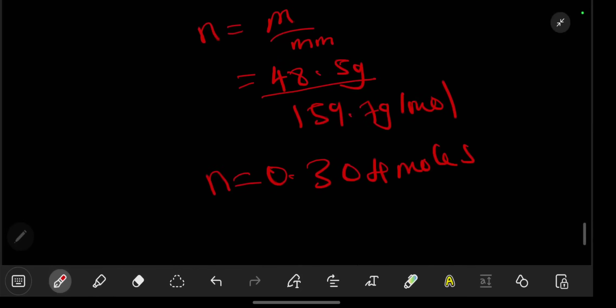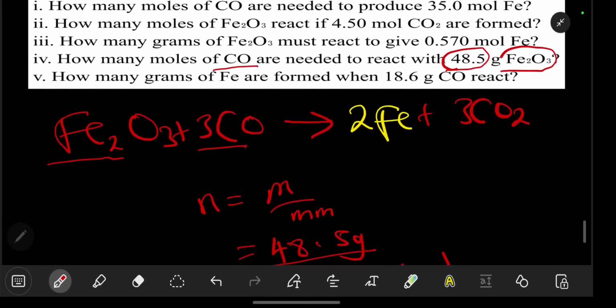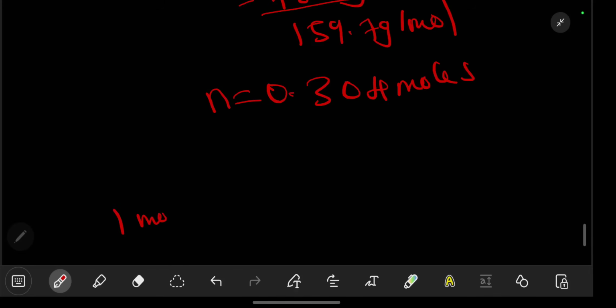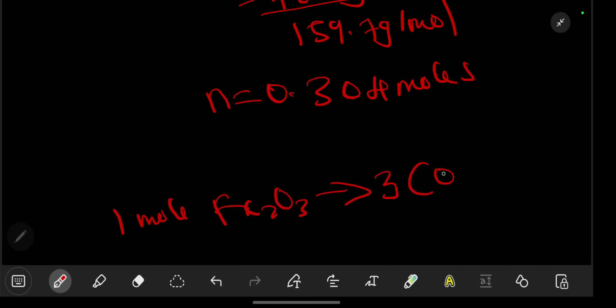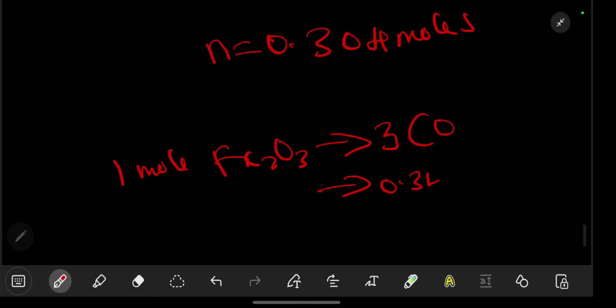So if we convert it to moles, then we just compare how many moles of carbon monoxide are needed to react. So according to the equation, remember it's now iron 3 oxide, the reactants: 1 mole of iron 3 oxide is able to react with 3 moles of carbon monoxide. How about if you have 0.304 moles?